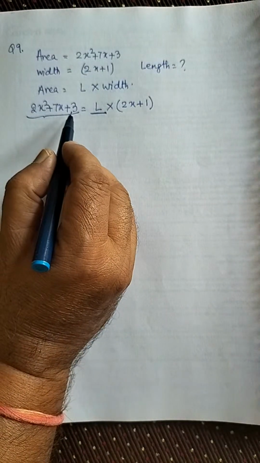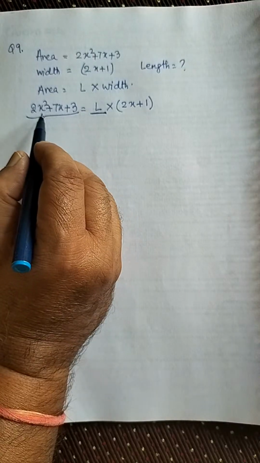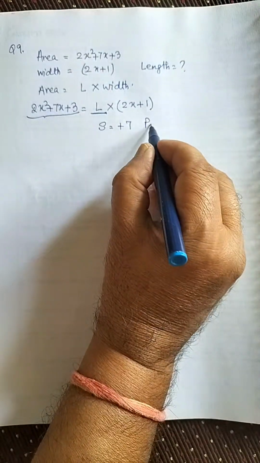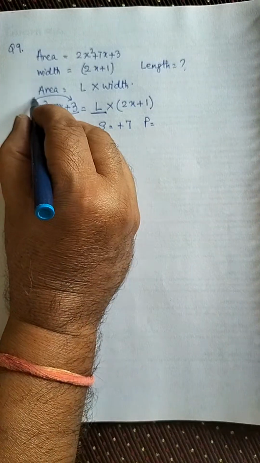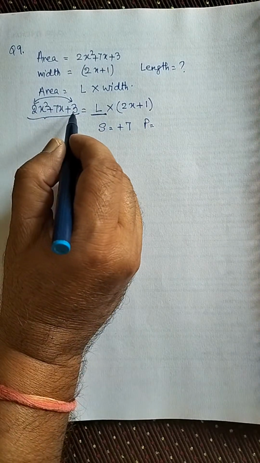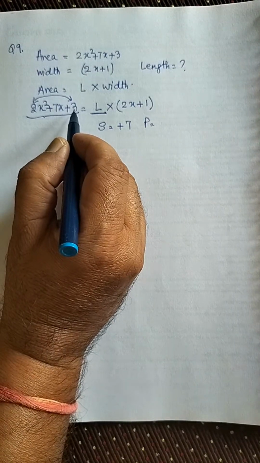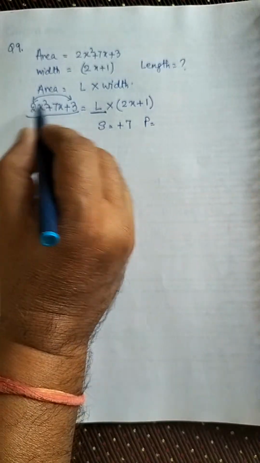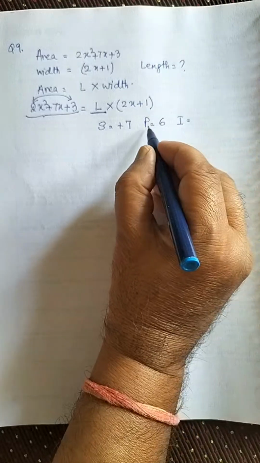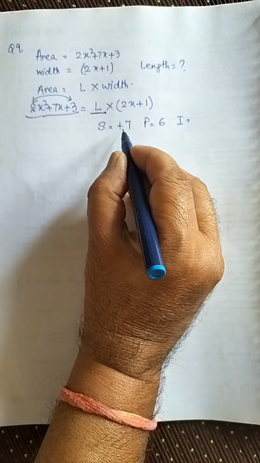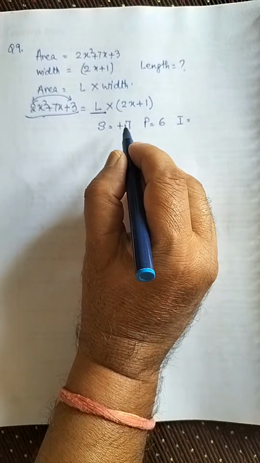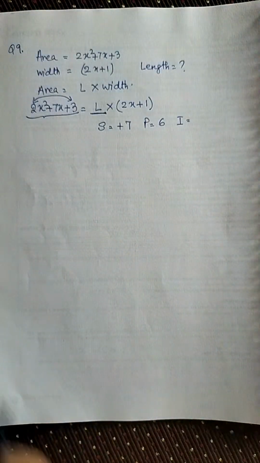In order to factorize this, nothing is common, so middle term splitting. What is the sum here? Plus 7. And what is the product? That is 2 into 3. Remember that the product is always the coefficient of x square times the independent term. Here the students make a lot of mistakes. So 2 times 3 is 6. 6 is the product. Now look for two integers which multiplied will give you 6 and on adding give you 7.